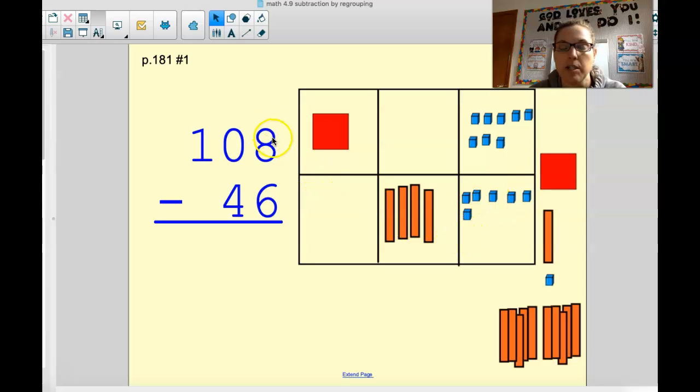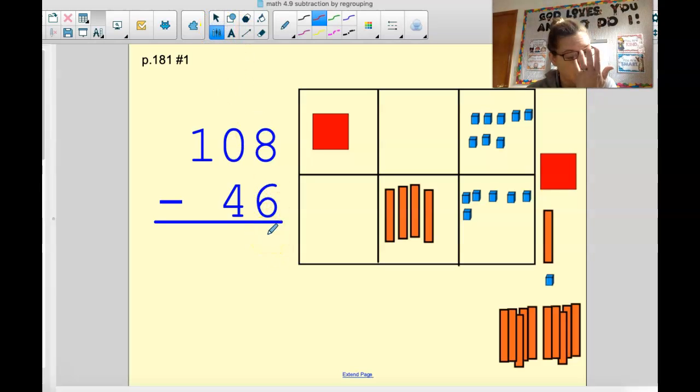So we start in the ones place. Think 8, take away 6. Do we have more on the top or more on the floor? We have more on the top, so no need to stop. 8, take away 6 is 2. And now we go to the tens place.